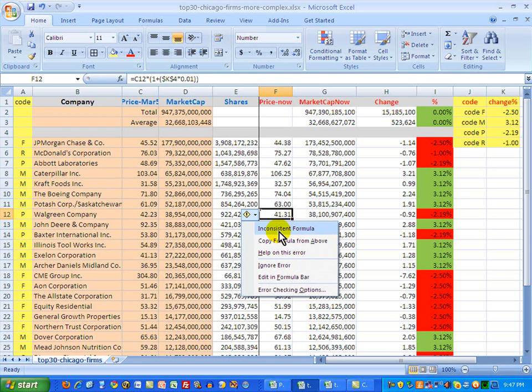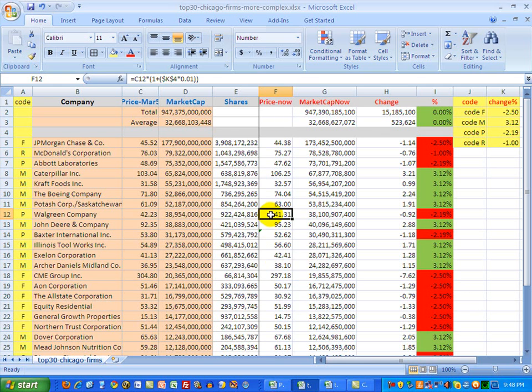Inconsistent formula, there really is nothing inconsistent about it from our point of view, because here this company is of a different code, so yes, this formula will be different than the company that precedes it and the company that follows it. So I'm just going to click ignore the error, and then that funny little green mark goes away.